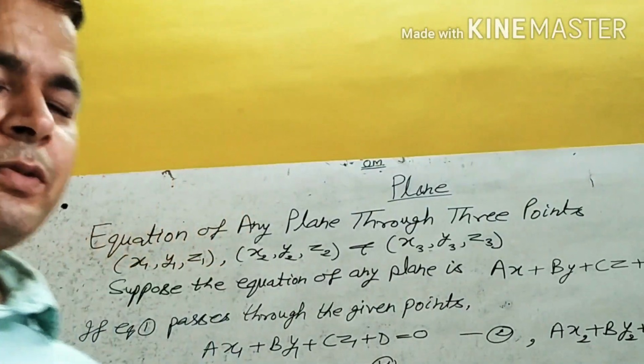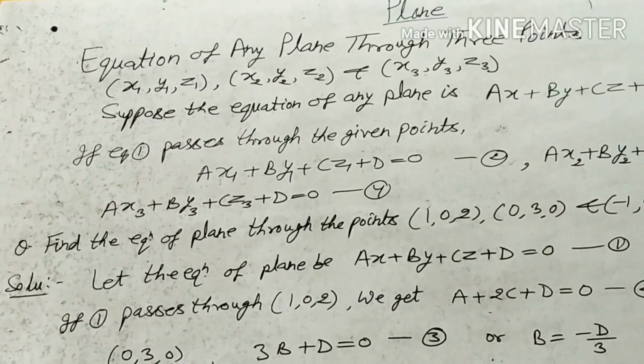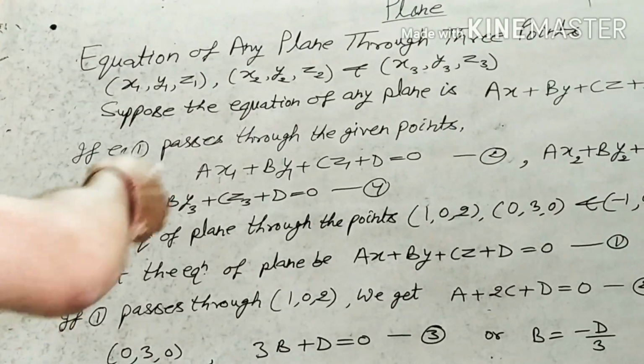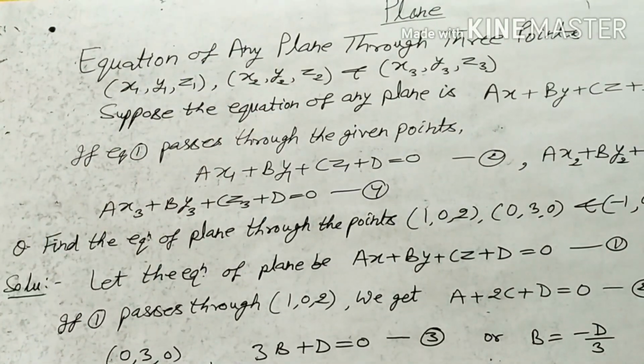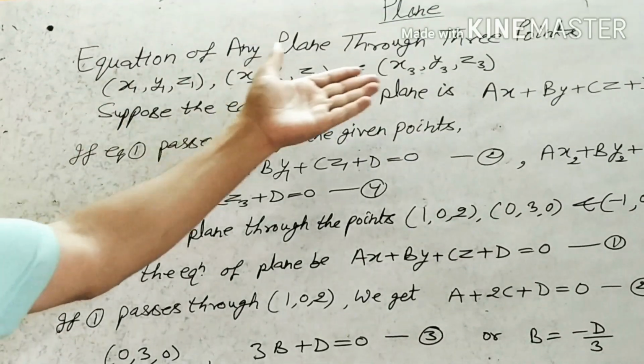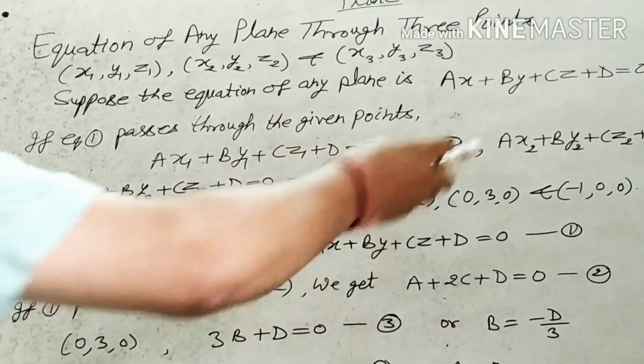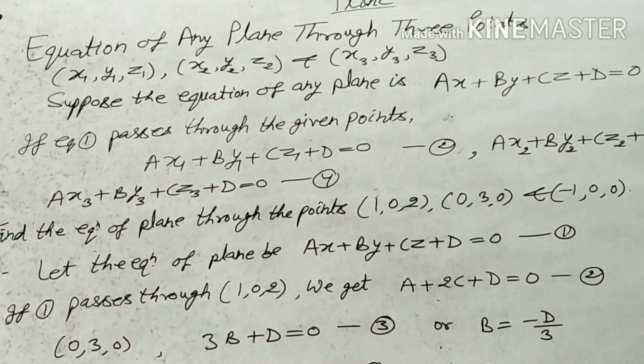Hello students, today we will discuss the equation of a plane through 3 points x1, y1, z1, x2, y2, z2 and x3, y3, z3. When 3 points are given, suppose the equation of the plane is ax plus by plus cz plus d equal to 0. That is your first equation, the standard equation of a plane.